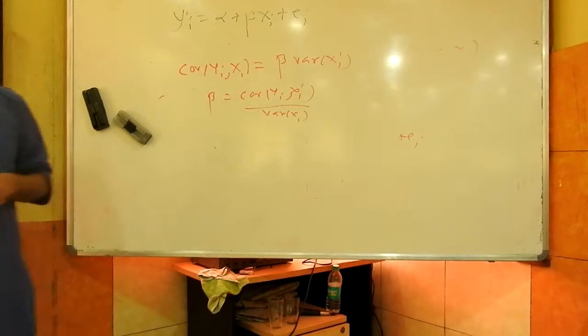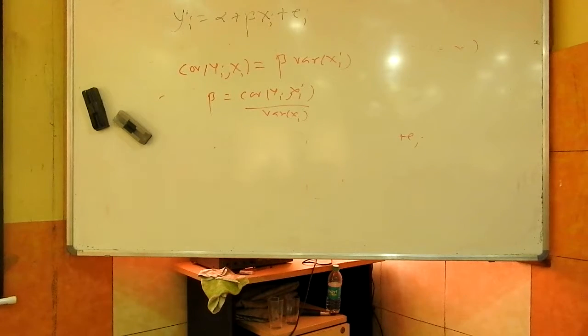But this is for the whole population. So what we are saying is that the height of a kid depends upon the age of the kid. Beta gives you how the kid's height increases with their age, for the whole humanity. That is what beta is. But you don't have the whole of humanity. You have a sample. So you can't know what covariance yi xi and what variance xi is for the whole of humanity. You need to estimate it from the sample.